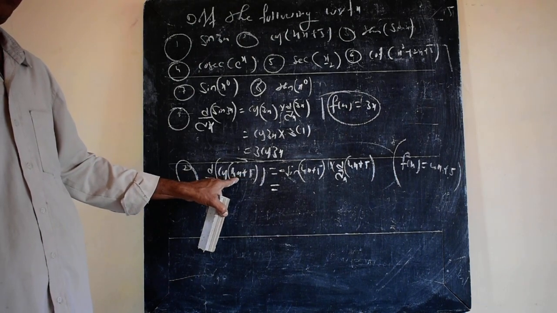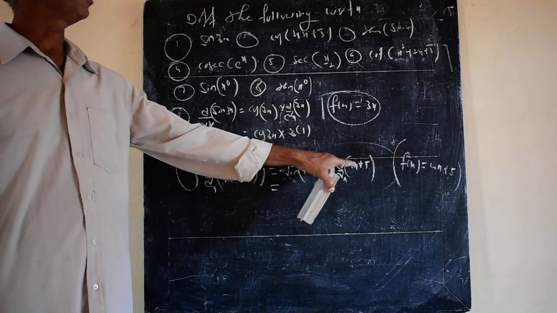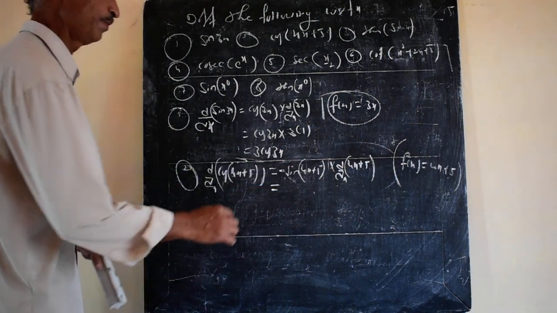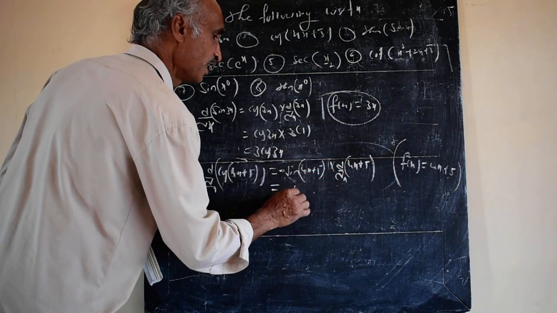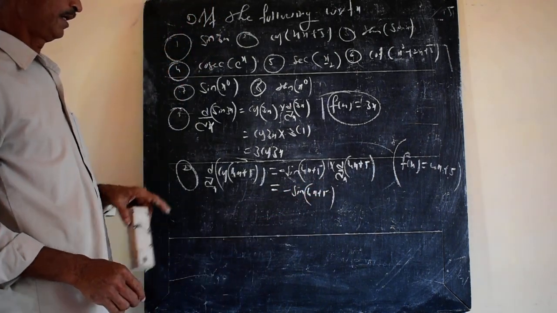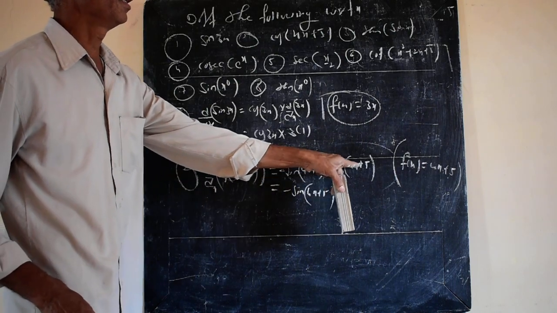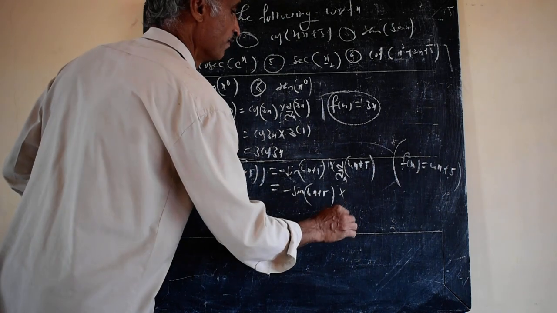If simply x is not there, and an equation in x is there, the same formula of differentiation into d by dx of function of x should be taken. Now 4x plus 5 differentiation I have to take. Sin 4x plus 5 as it is, d by dx of cos f of x is minus sin f of x, you get the formula, into d by dx of f of x. Now 4x plus 5 differentiation.